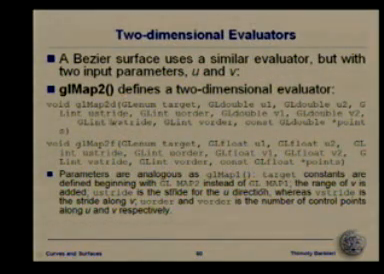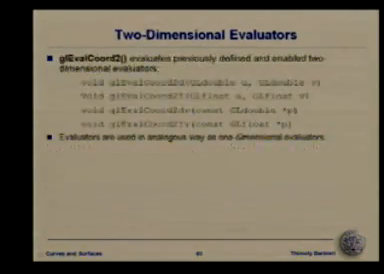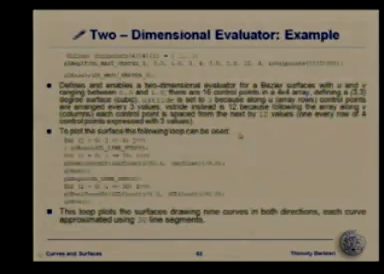If you want to make a surface, you don't need the monodimensional evaluator, but you need the bidimensional evaluator, which is map 2D, and you need to provide 2 sets of parameters for U and for V, which is the two input parameters. And of course you need 2 loops.